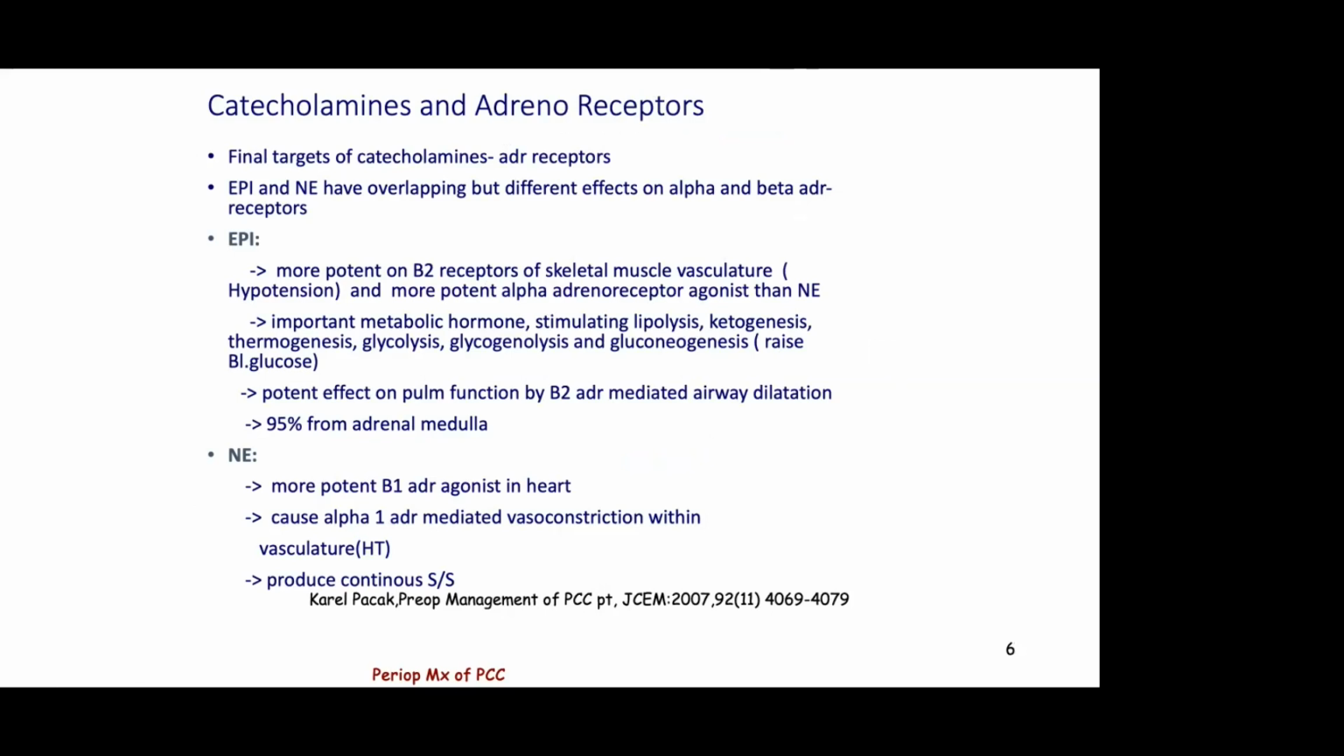And it is a more potent alpha adrenoreceptor agonist than norepinephrine. And the norepinephrine is more potent beta 1 agonist in the heart. So that can actually cause reflex alpha 1 mediated vasoconstriction within the vasculature.